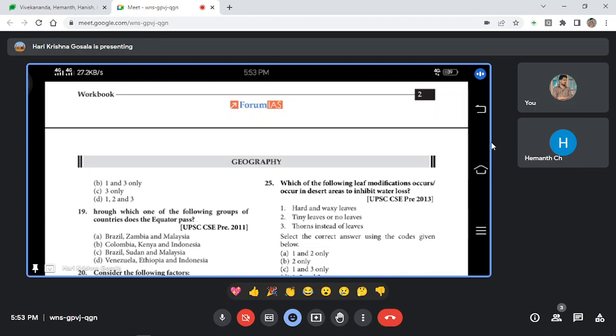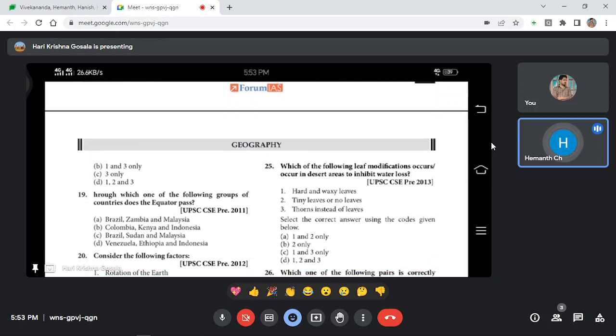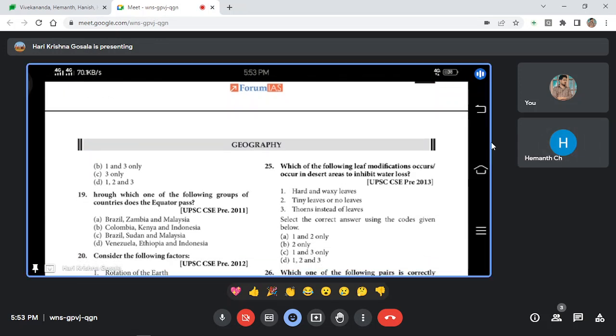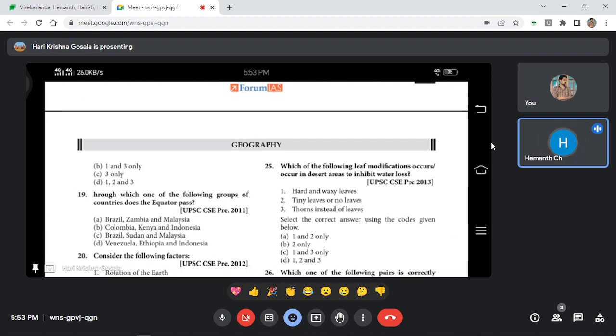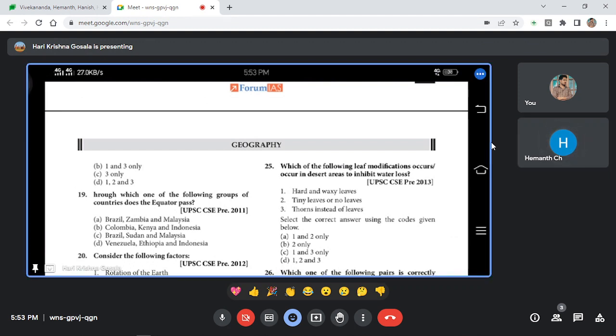Desert areas: hard and waxy leaves, tiny leaves or no leaves, thorns instead of leaves.